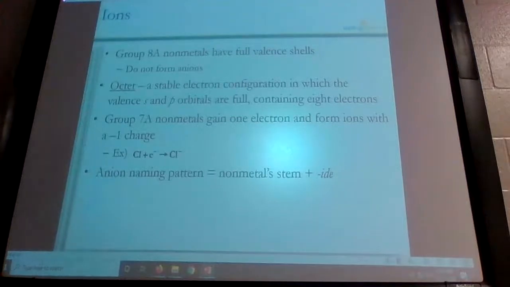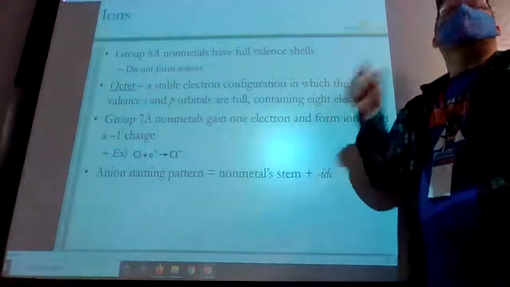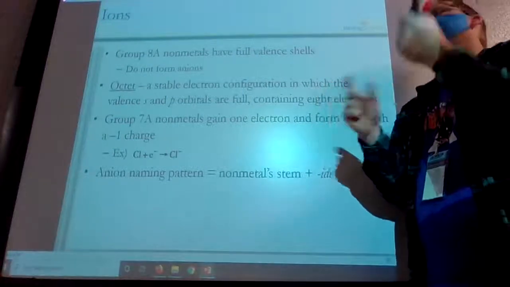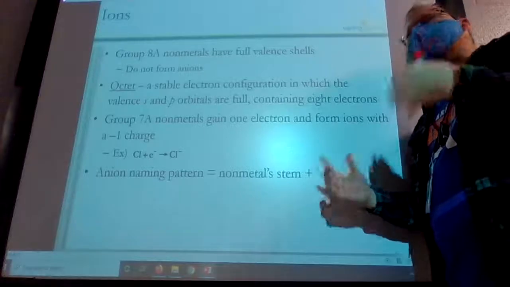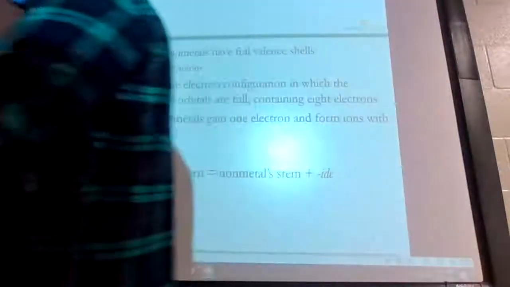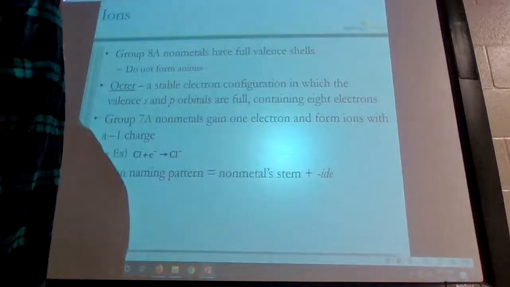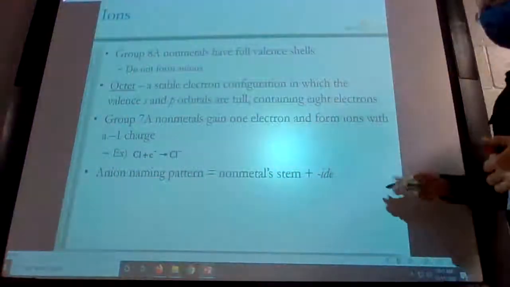So we'll get to that in a second, but I was just fast forwarding a little bit. So if it's a metal, you just tack the word ion to the end. If it's a nonmetal, you add the "ide" suffix to the end of the base name. So chlorine would be chloride, sulfur would be sulfide, oxygen would be oxide. Does that make sense? Just take the root of the word and add "ide" to the end.